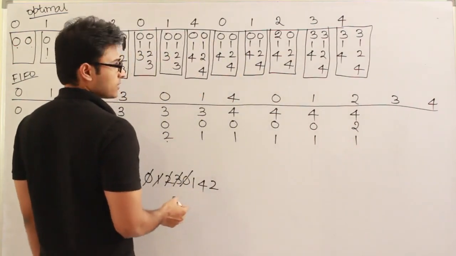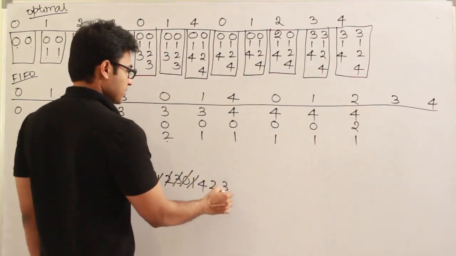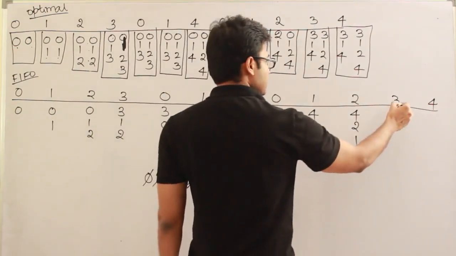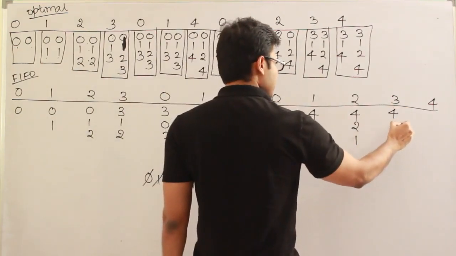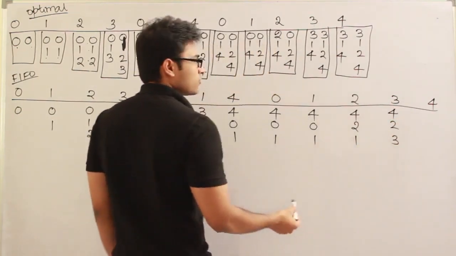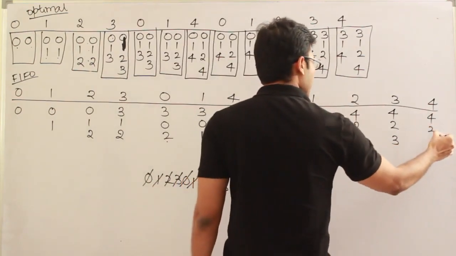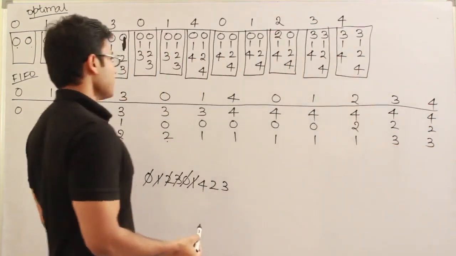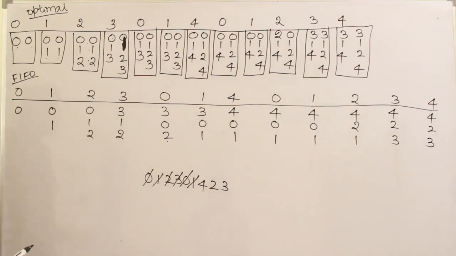When 3 is referred, 1 has to be replaced and 3 has to be brought in. And when 4 is referred, 4 is already there. Got it? So this is the state of the memory when I have 3 frames.